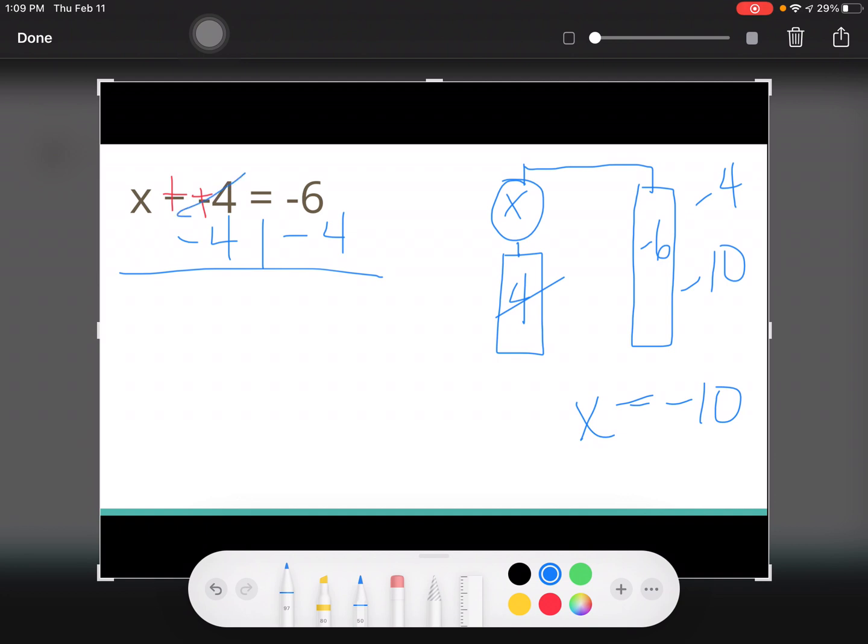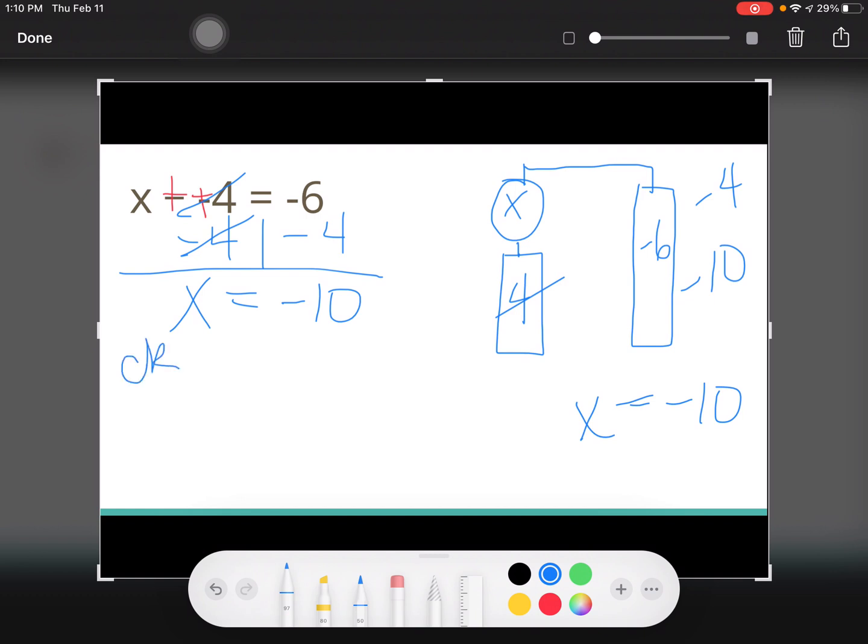So here the 4's cancel each other out. There's 0. That's a 0 pair. So we're left with x equals -6 minus 4, which is the same thing as -6 plus -4, and that's going to give me -10. So now I'm going to go back to the original equation, plug in the -10, and see if I did it correctly, if I got the correct solution.